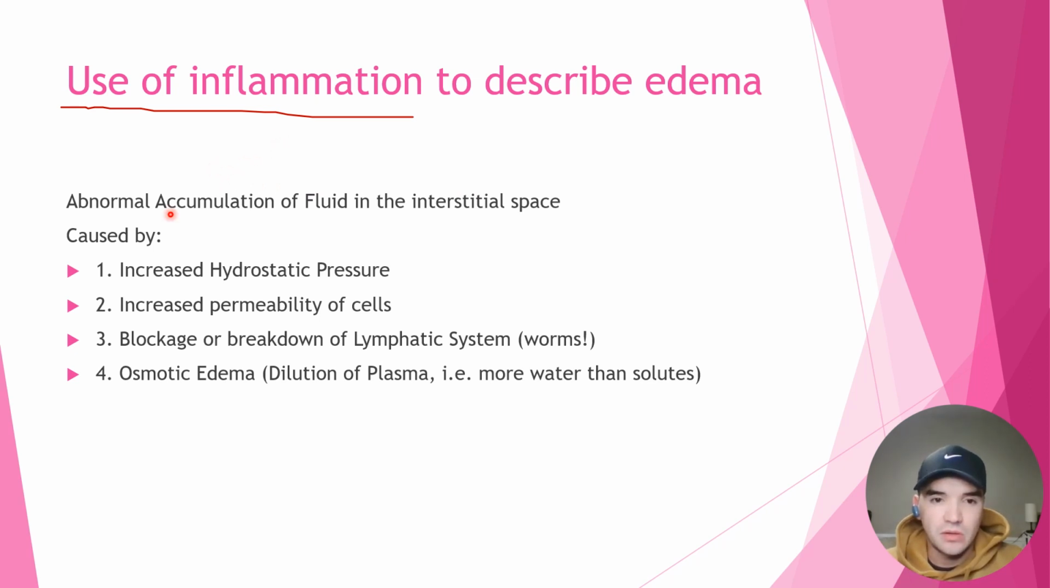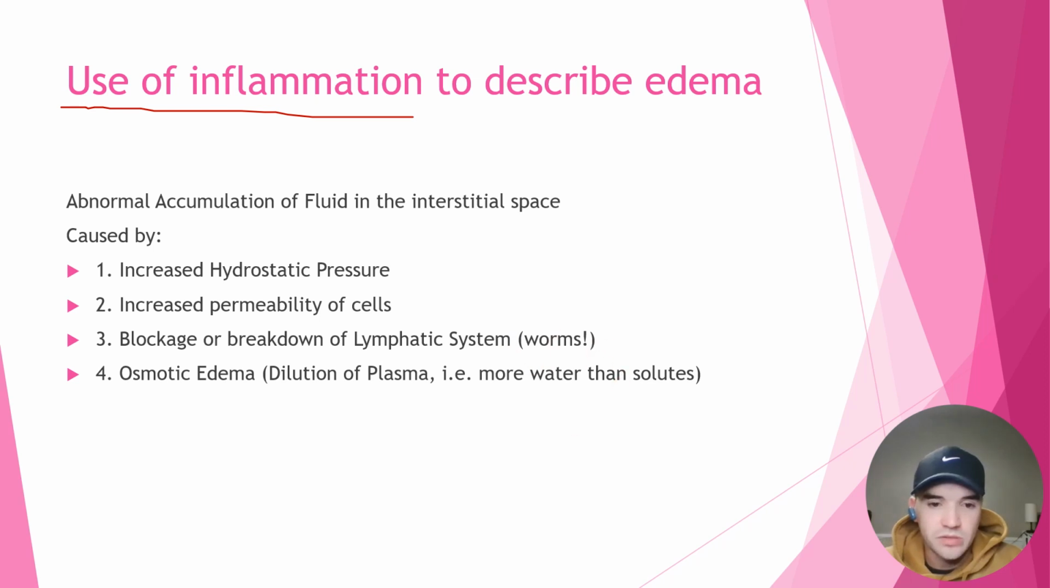Inflammation can actually cause this with the amount of proteins that are released and whatnot. Inflammation will cause clotting of blood or other molecules and build up fluid in that space. And this can be caused by 4 different other things. So increased hydrostatic pressure is one of them. Increased permeability of the cells to let things out. Blockage or breakdown of the lymphatic system.